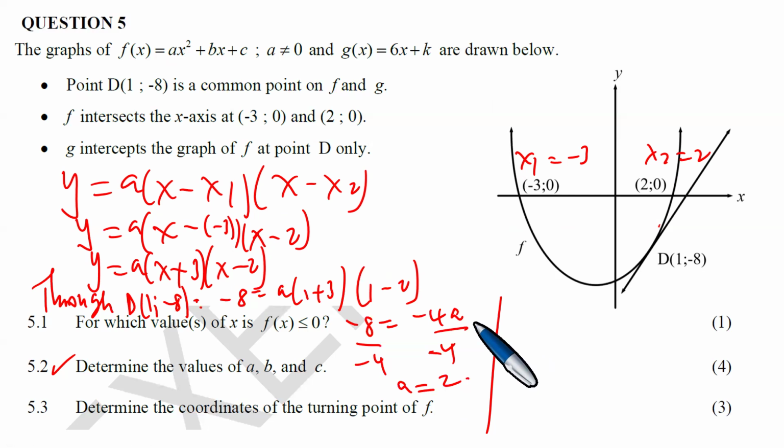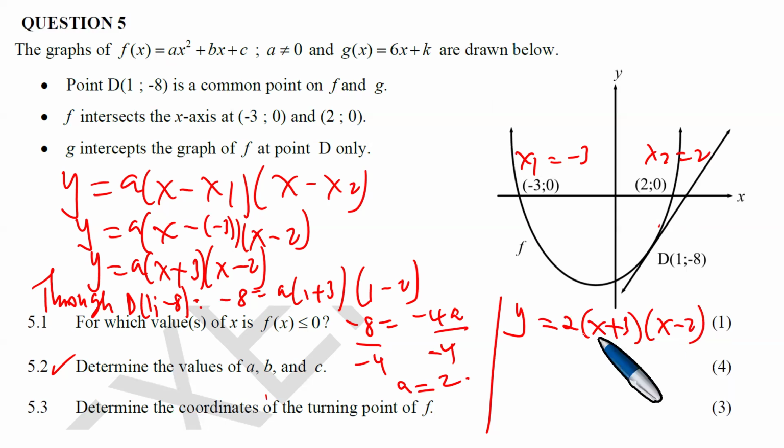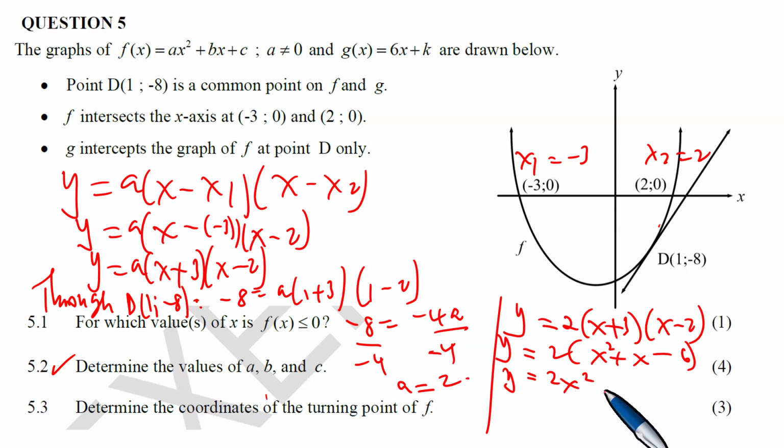If a is equal to 2, remember we need to get the values of a, b, and c. They love this in the exam. So your a is 2, you plug it in here, and that gives you 2 times x plus 3 times x minus 2. So y is 2 times x squared minus 2x plus 3x minus 6, which is 2x squared plus 2x minus 12.